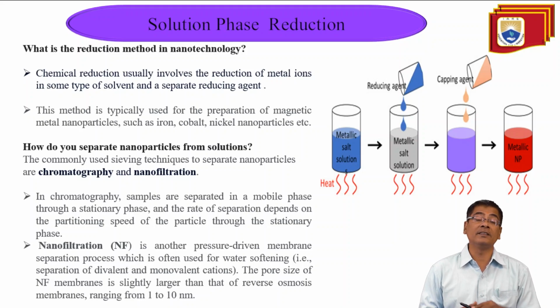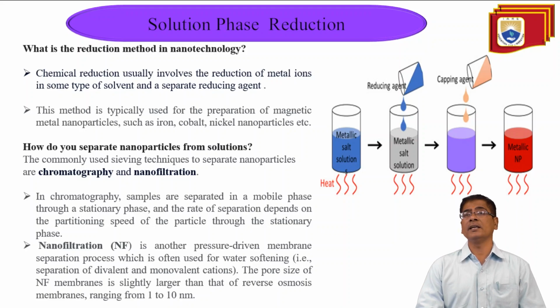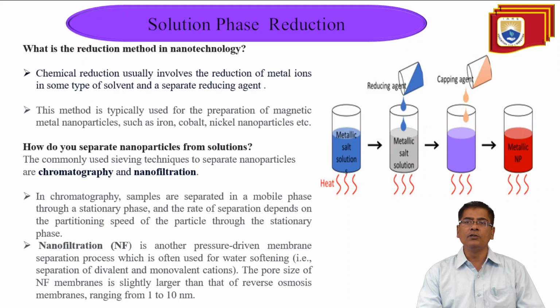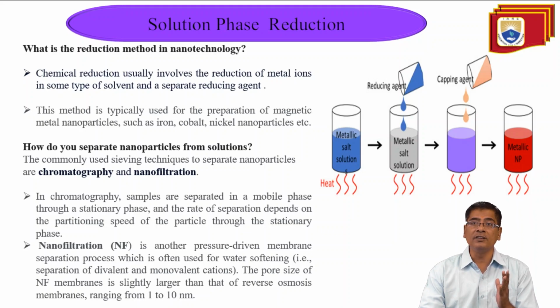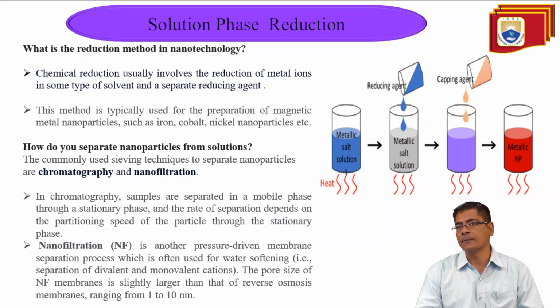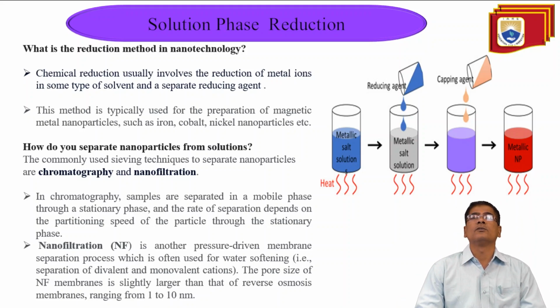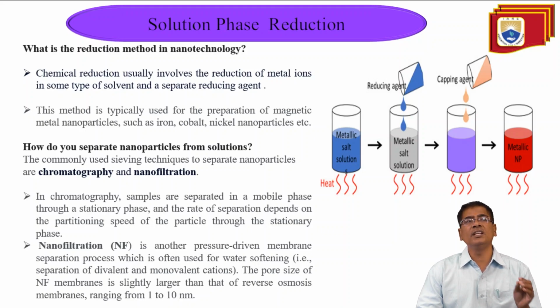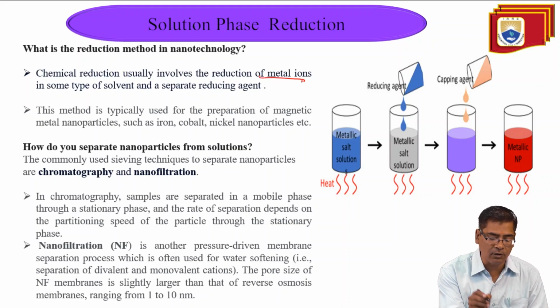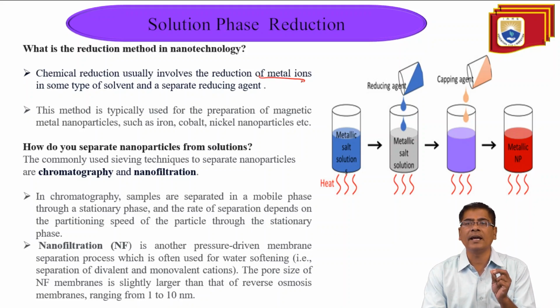So, what is the reduction method in nanotechnology? This is a very important question. The chemical reduction usually involves the reduction of metal ions in some type of solvent, and separating the particles from the reducing agent.